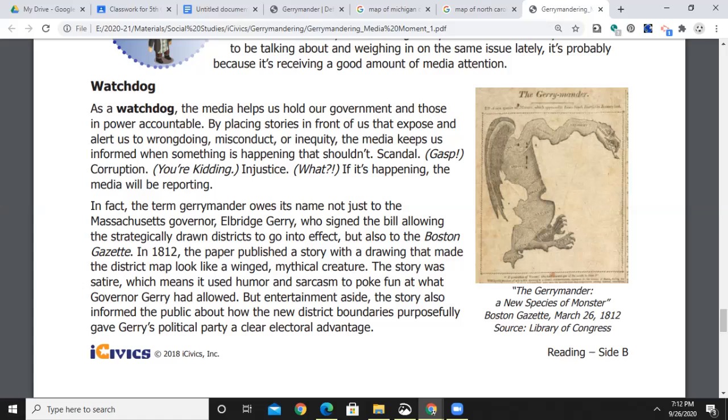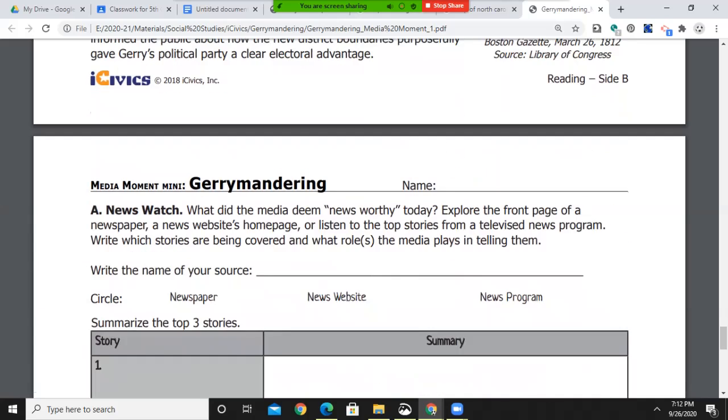In 1812, the paper published a story with a drawing that made the district look like a winged mythical creature. And you see the picture here on the right, where my mouse is. The story was satire, which means it used humor and sarcasm to poke fun at what Governor Gerry had allowed. But entertainment aside, the story also informed the public about how the new district boundaries purposely gave Gerry's political party a clear electoral advantage.